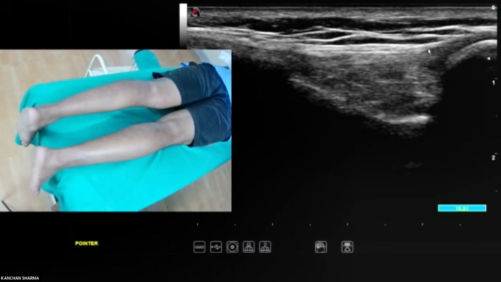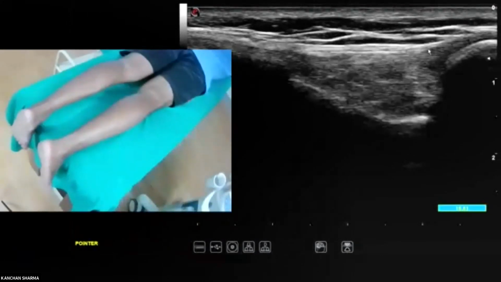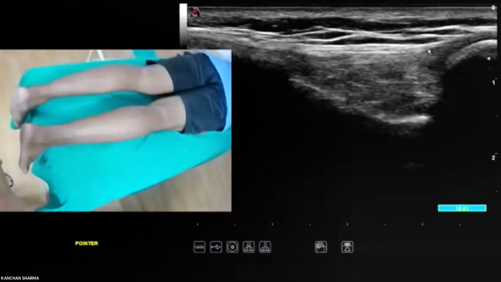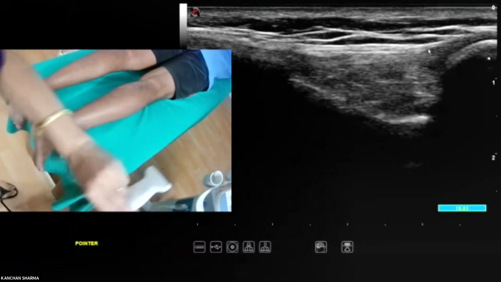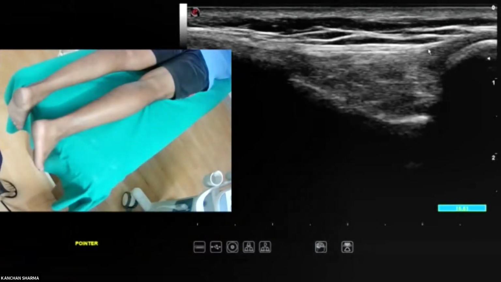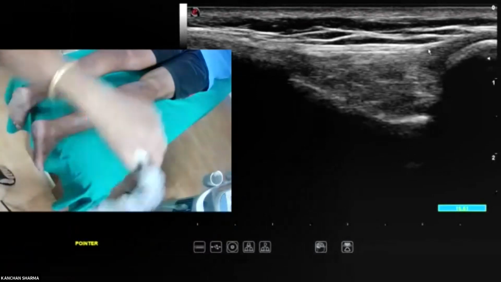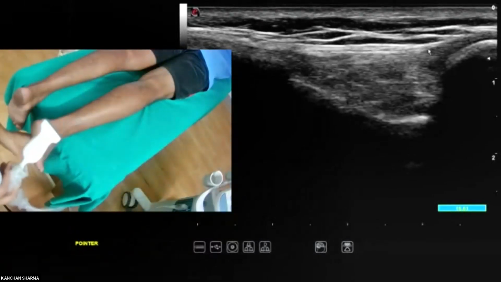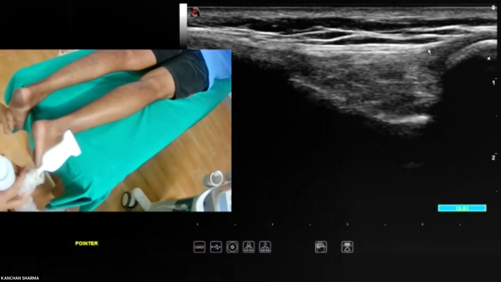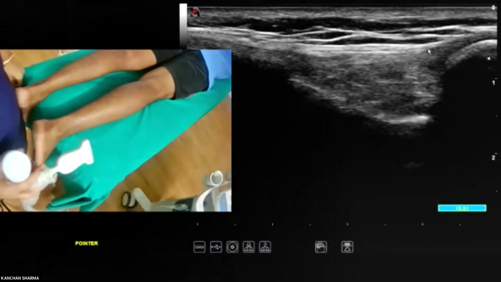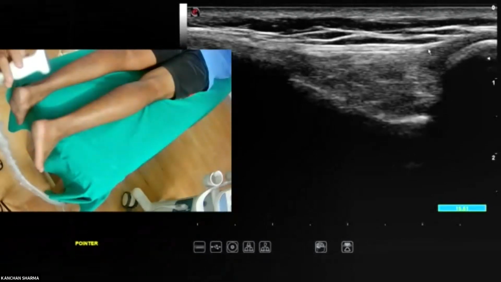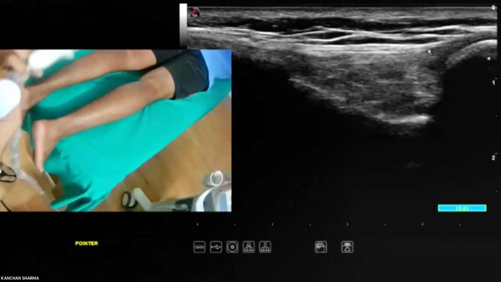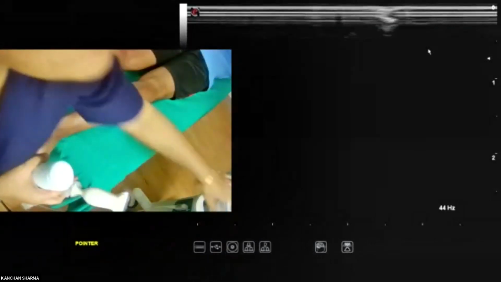Now let's see. Here's the jelly. If the patient is not able to do it, you stand in such a way that you have pressed this foot exactly to the table, or you can ask the patient to do so.